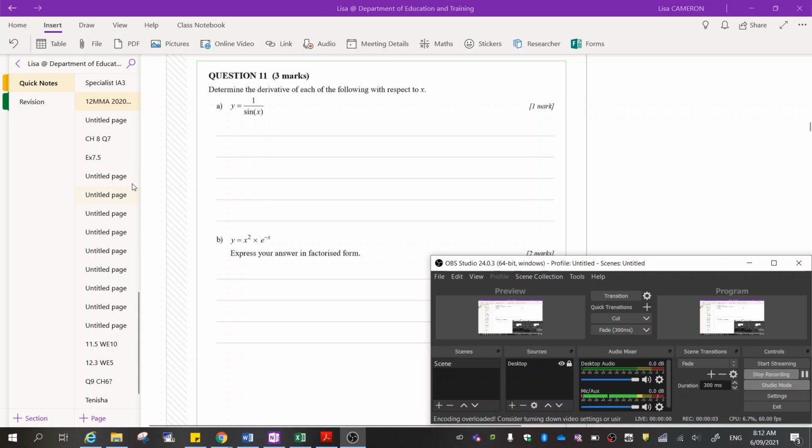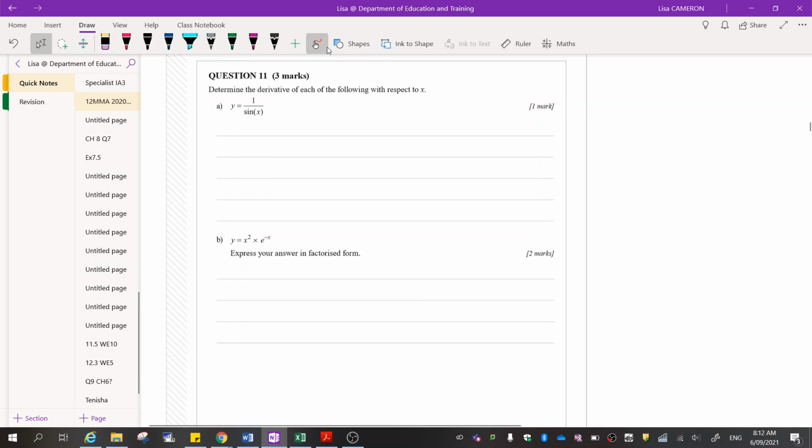Okay, so let's get started. This is going to be just a basic question about derivatives. For this first one, we want to first put it into a form that we can derive.